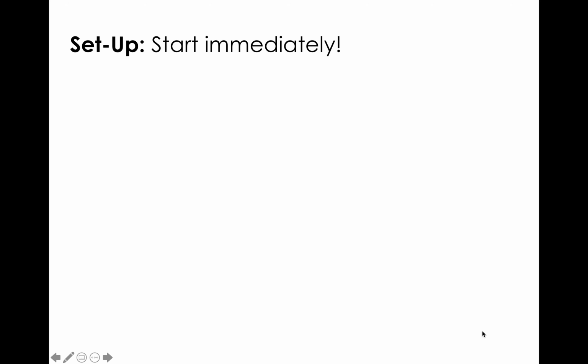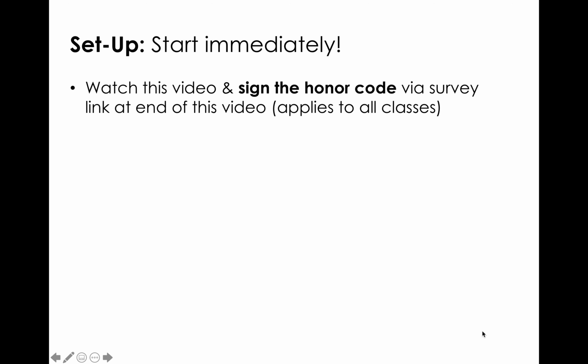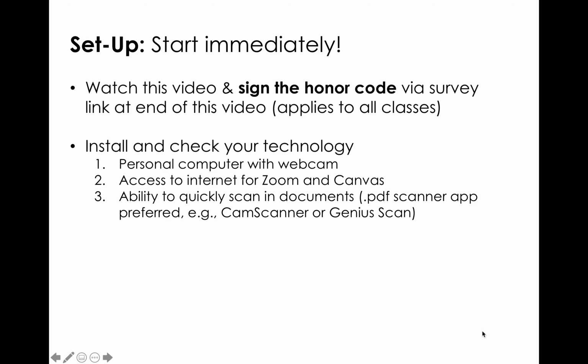Setup is something that you can start on immediately. So there are a few things that we need you to do. First is watching this video, which you're obviously doing. We then need you to sign the honor code via the survey at the end of this video. This honor code and this video are something that you only need to do once. So unless instructed by your instructor, you only need to watch this video once for all of your online courses in the College of Engineering and agree to the honor pledge once.